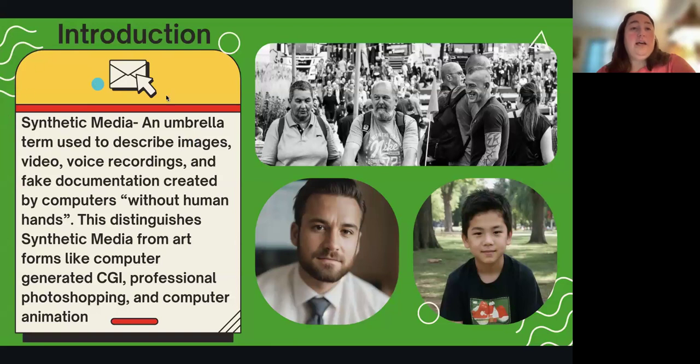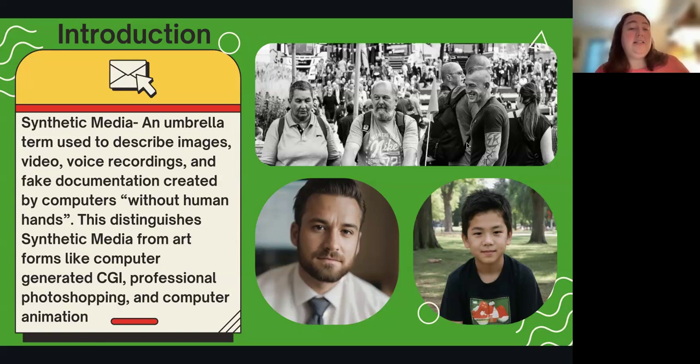As our introduction, synthetic media, you probably have heard about it more as a deepfake is what it more often goes by. But it's an umbrella term that's used to describe images, videos, voice recordings, fake documentation, all created with computers. Typically we say that it was created without human hands or without human creativity and intervention.